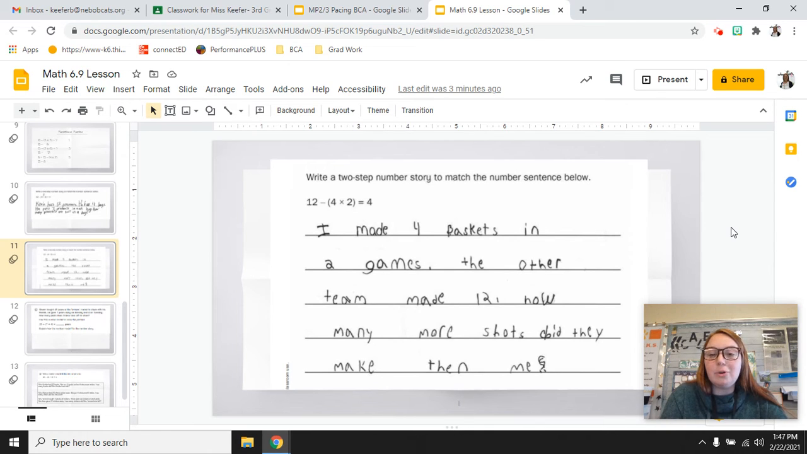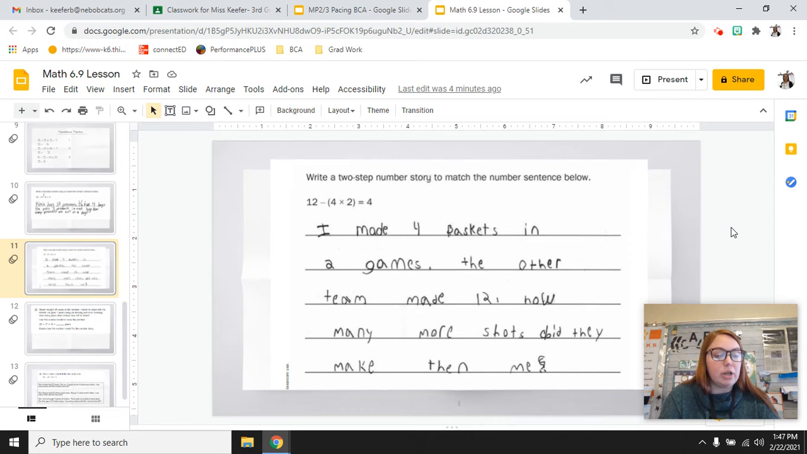It says, I made 4 baskets in 2 games. The other team made 12. How many more shots did they make than me? All of the numbers from the number sentence, which are 12, 4, and 2, are in the number story. But when the student said, I made 4 baskets in 2 games, that could mean a couple different things. That could mean that the child made 4 baskets altogether in the 2 games, and that would not fit the number story. That would not be multiplication.